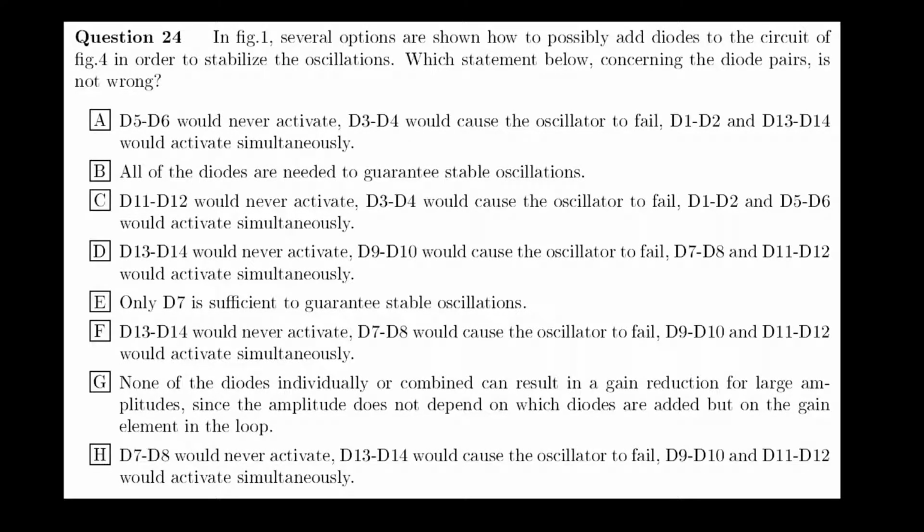This video will discuss the solution to question 24. In figure 1, several options are shown how to possibly add diodes to the circuit of figure 4 in order to stabilize the oscillations. Which statement below concerning the diode pairs is not wrong? And then 8 possible statements are given about the diodes.